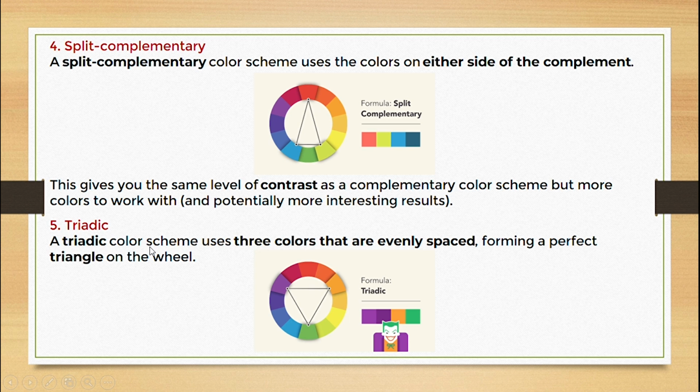A triadic color scheme uses 3 colors that are evenly spaced, forming a perfect triangle on the hues. So this is an example of a triadic color scheme. Basically you are drawing a triangle, a correct triangle, an even triangle that has 3 sides equal. So if you draw it on a color scheme, get your 3 colors. This is an example of triadic color.